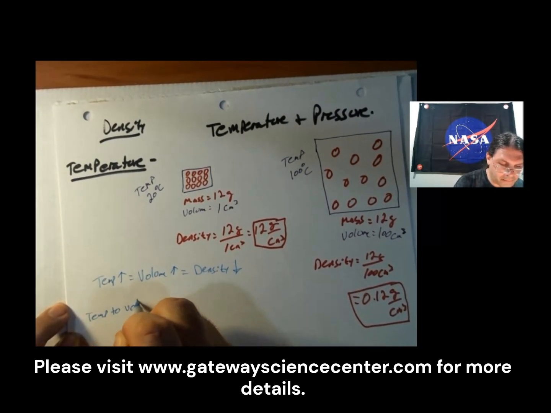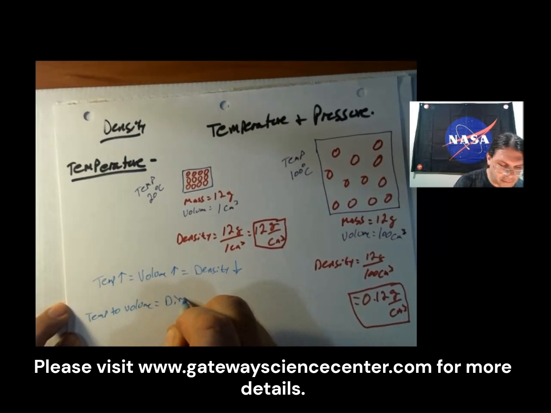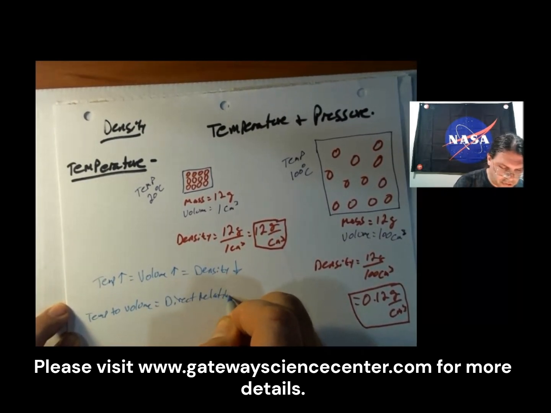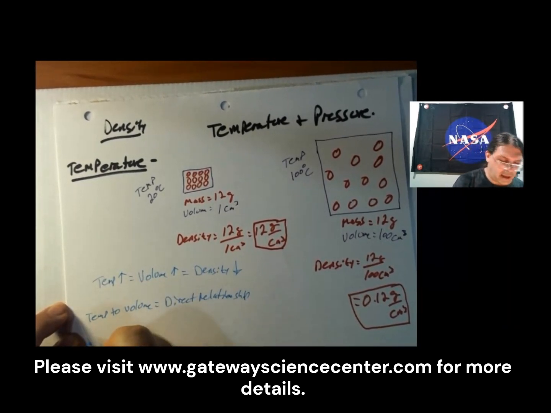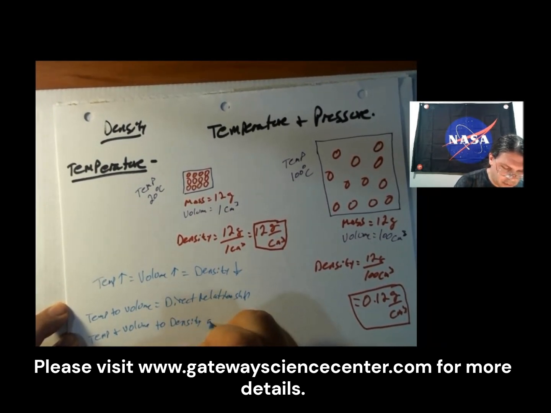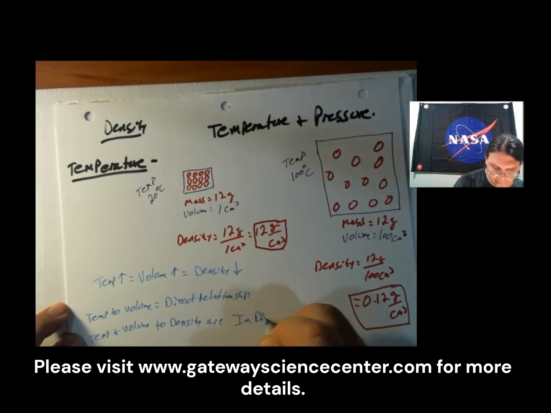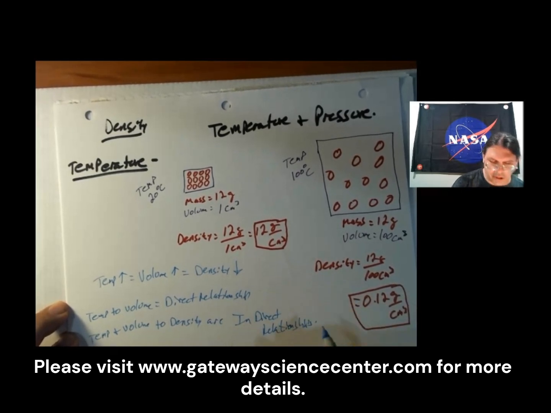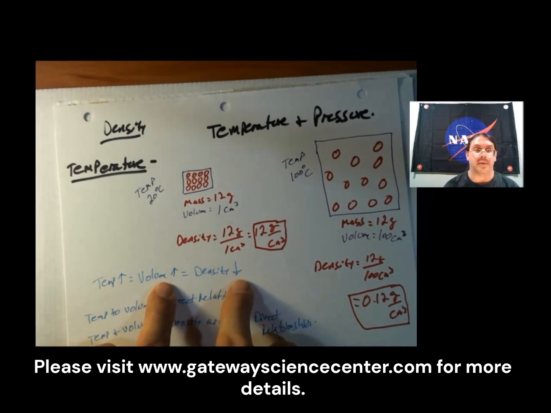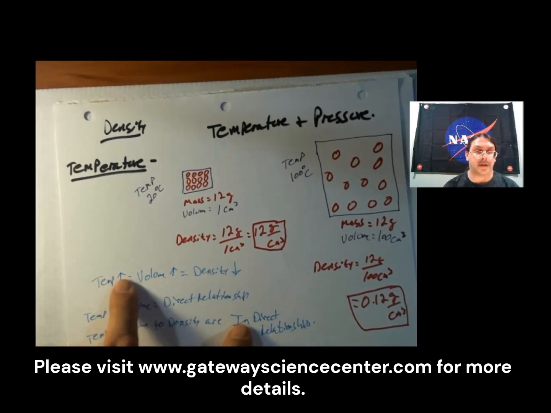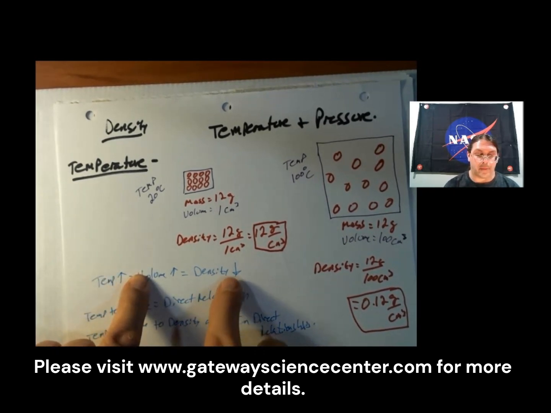So we say that temperature to volume equals direct relationship, because temperature went up, volume went up, so they both did the same thing. And temperature and volume to density are indirect. Indirect relationships, because they did the opposite. Temperature went up, density went down. Volume went up, density went down. So these two are direct, and then both of them are indirectly related to density.